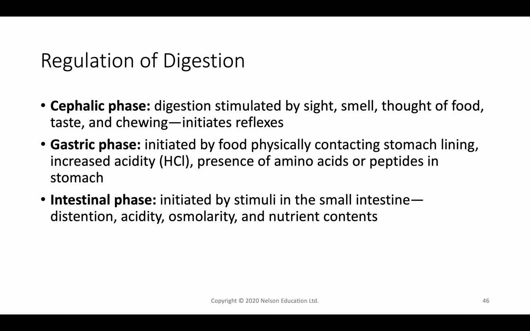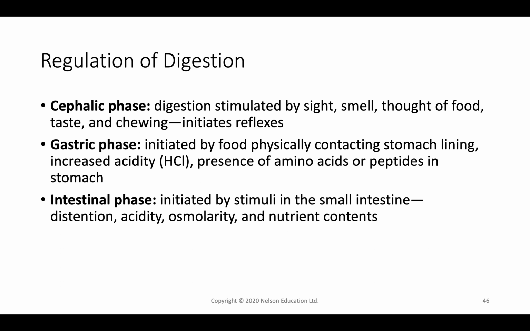The gastric phase is going to be initiated when the food comes in contact with the stomach lining. So after swallowing, down the esophagus, through the gastroesophageal sphincter, also known as the lower esophageal sphincter, into the stomach, we're going to initiate the gastric phase. And we do that by increasing the acidity through the parietal cells. We're going to put a bunch of HCl in there. And we're going to have the presence of amino acids or peptides in the stomach. So any of those can initiate the gastric phase.